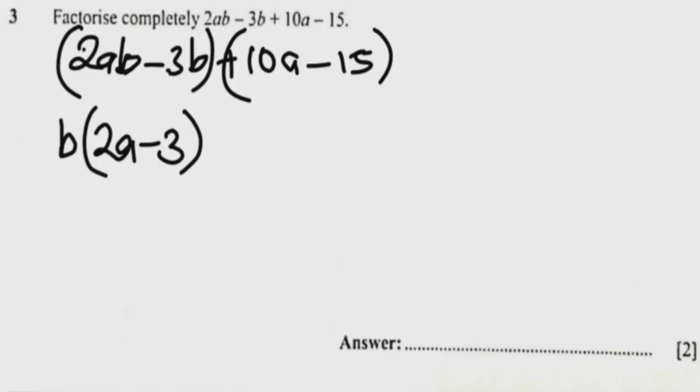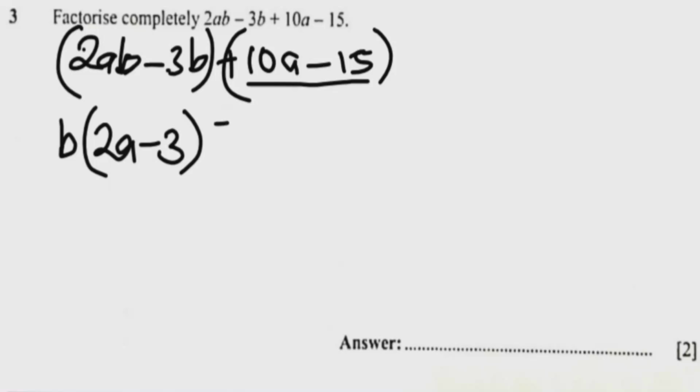Okay, then again we factorize here. We look at these numbers, 10a and 15. So we ask ourselves, do 10 and 15 have a common factor apart from 1? A common factor, I mean the highest common factor, which is a number that can go into 10 and 15 without leaving a remainder. We know that 5 can go into 10 and 5 can go into 15. There is no other number that can go into 10 and 15. We can have 1, but we are not considering 1, so we're going to use 5.